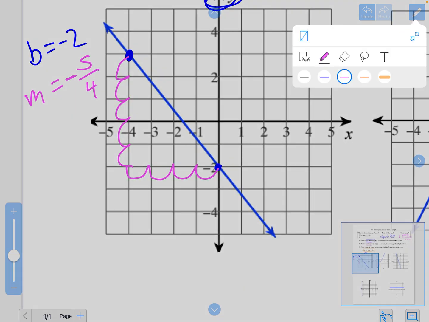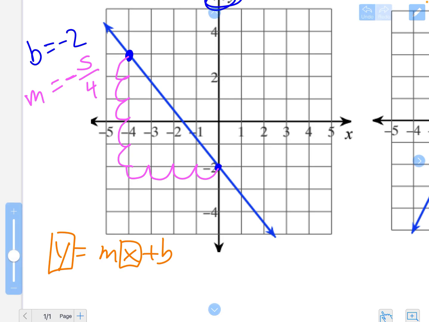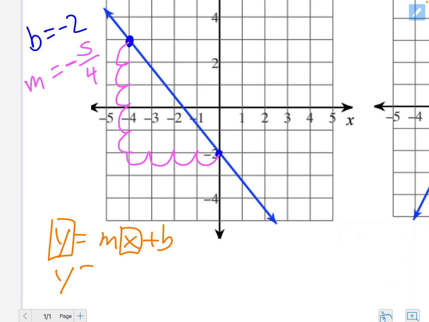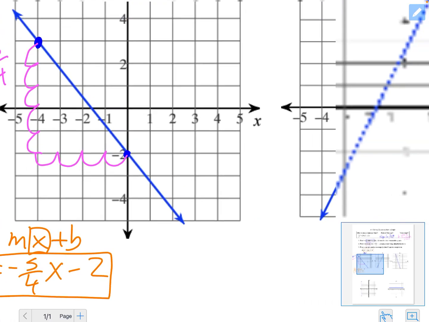So now we need to plug our information into y equals mx plus b. And a quick reminder, our y and our x are just variables. They're always going to stay y and x. So it's going to become y equals, we said our slope is -5/4. We said we always put our x after the slope, and then our y-intercept is next. So y equals -5/4 x minus 2 is the equation of that line.